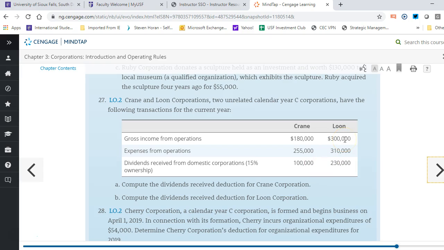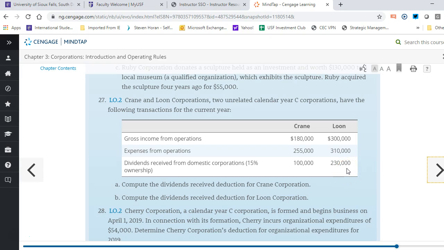And then for part B for Loon, the question is how much do they get? And the answer is 110,000. But notice that they get $300,000 of income from operations. Expenses are 310, so they had a loss of 10. And then we have to look at the dividend down here. And it says we take 50% times 300,000 plus 230 minus 310 is 110,000.